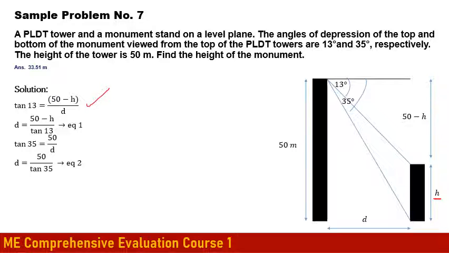Now that you have two equations in terms of d, you can equate them, and the only unknown would be the value of h. Solving for h using shift solve in your calculator, that would be 33.51 meters. It's really helpful to use shift solve, especially in board exams, because you are no longer required to show your solution. So the answer here is 33.51 meters. It should be less than 50 meters, obviously, because it's less than the height of the PLDT tower, and that is correct here.